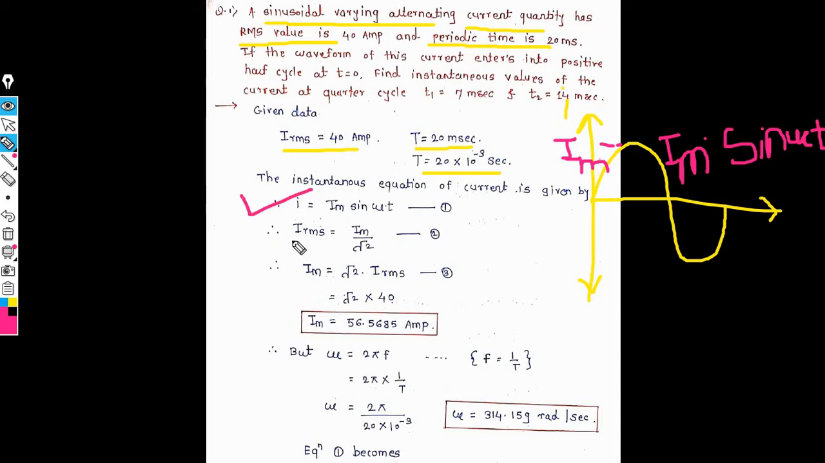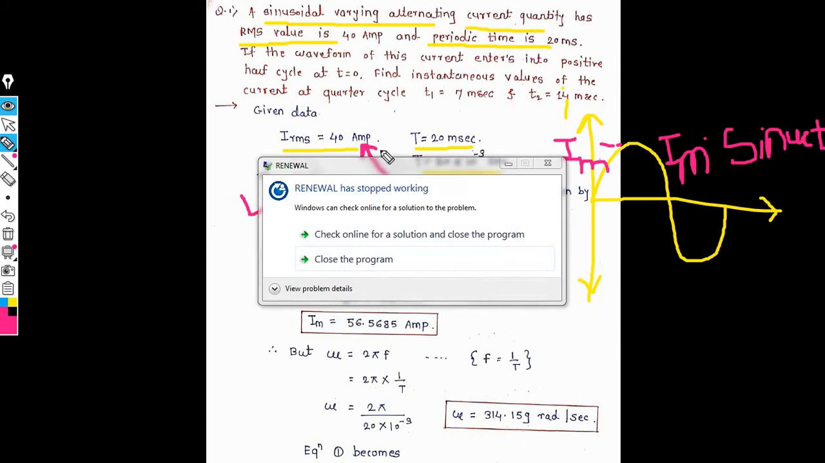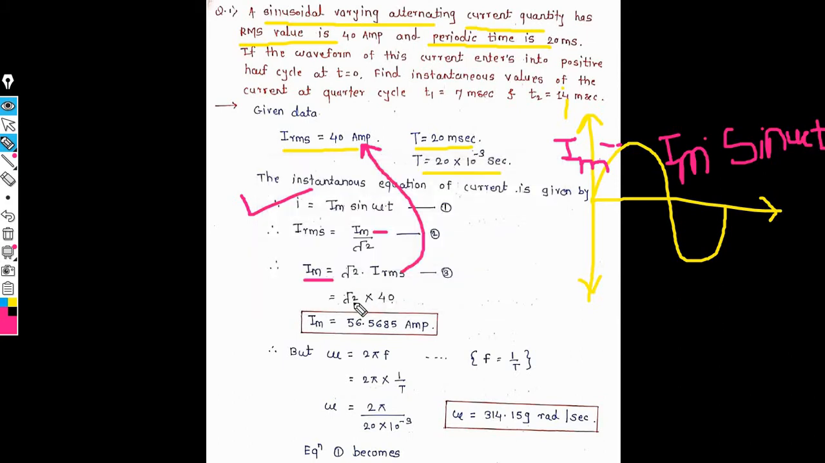But we have to calculate it, as the value of RMS current is I RMS is equal to Im upon root 2. Then rearrange the equation for Im, that is Im is equal to root 2 into I RMS. The value of I RMS is given here, 40 ampere. Put root 2 into 40, then the value of Im is obtained, that is Im is equal to 56.5685.